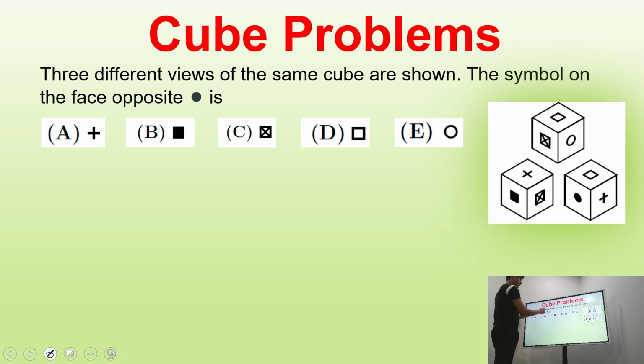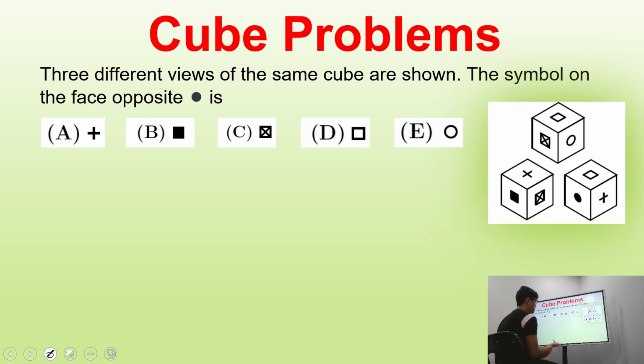Just before we get into solving it, let's first go over the problem once again. The 3 different views of the same cube are shown, and the symbol on the face opposite to the circle is... so we just need to find the opposite of this black circle. Feel free to pause this video if needed to solve this problem by yourself, and if not, now we're going to be going over the solution for how to solve this problem.